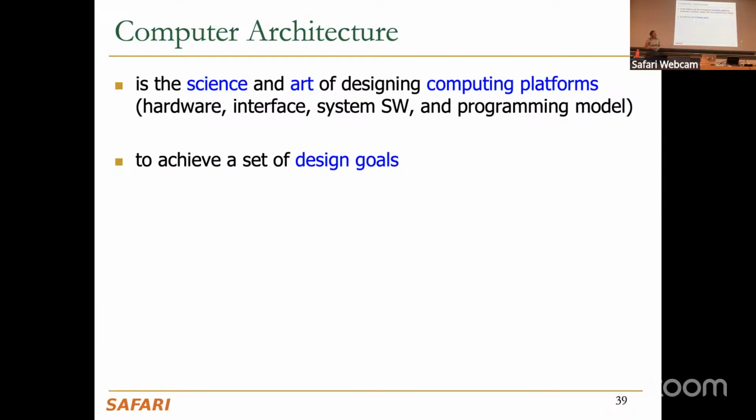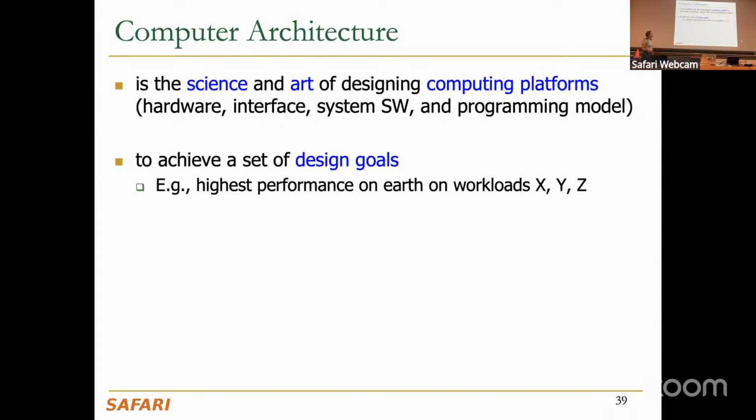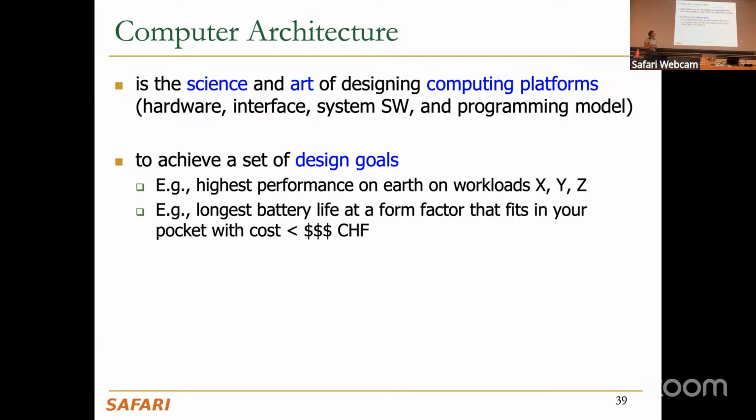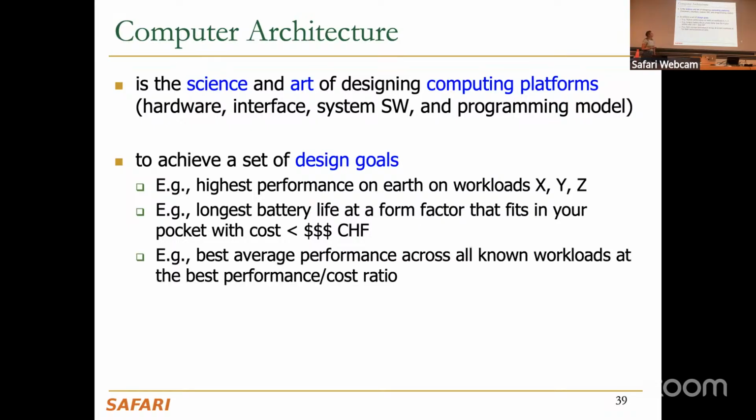It's important to keep in mind that every time we have a different computing platform, it is designed with some specific goals in mind. For example, sometimes the goal is to create a platform that achieves the highest performance on some specific workloads. Other times, the important thing is to create a mobile device that can also be portable, and in that case, you want to optimize longevity and battery life. Sometimes you just need a general purpose device that has good performance across different workloads. In that case, you have to have some average performance across different applications and workloads.